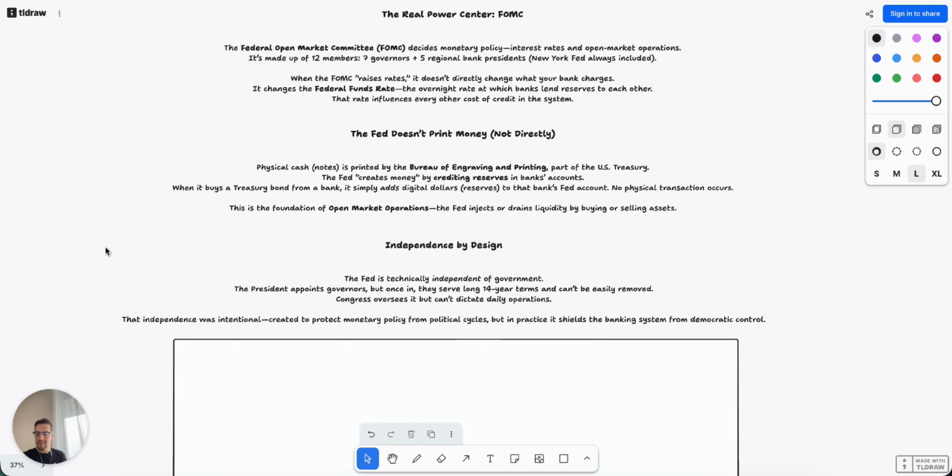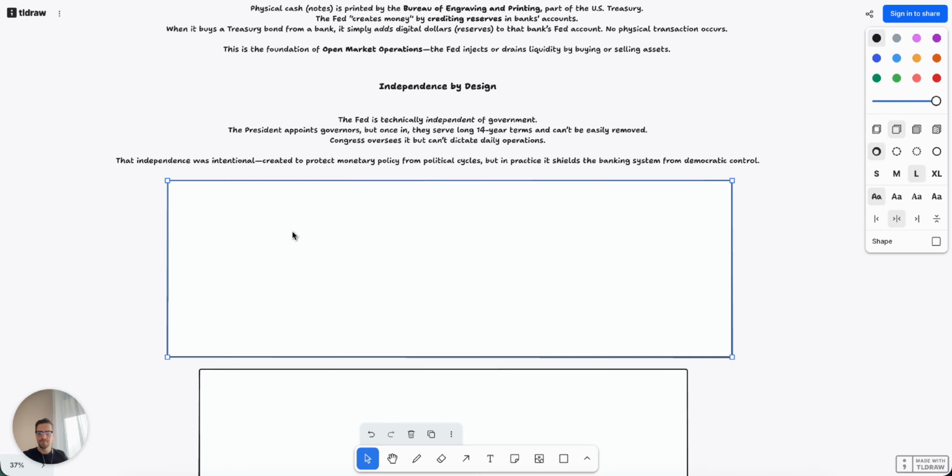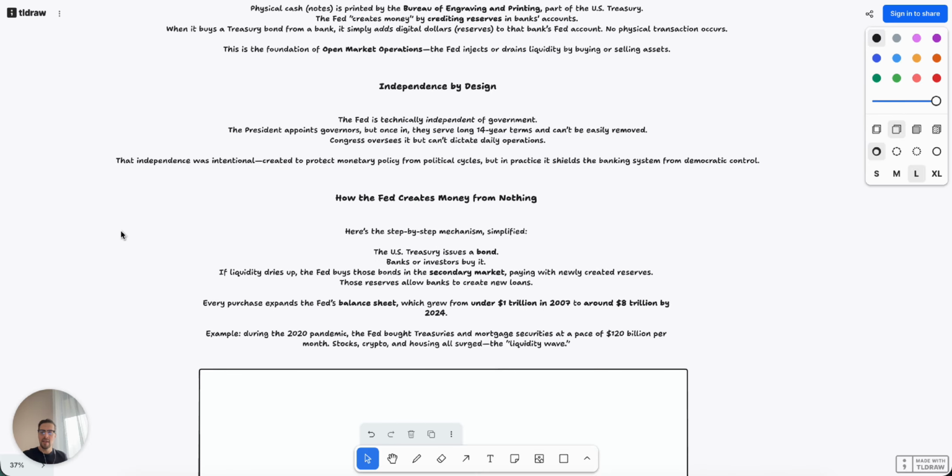And that independence was intentional, created to protect monetary policy from the political cycles. But in practice, in actuality, it shields the banking system from democratic control. Okay? So how does the Fed create money from nothing, so to speak?